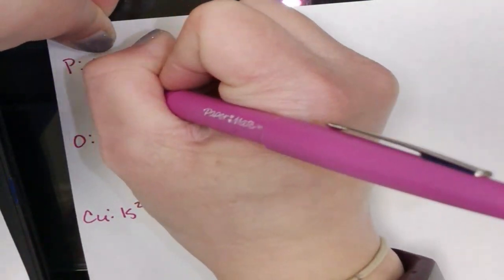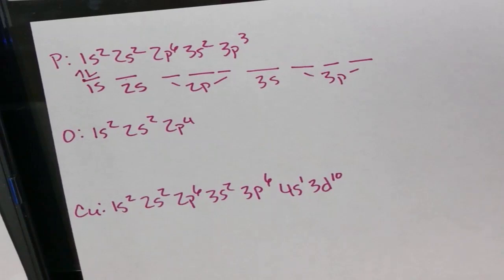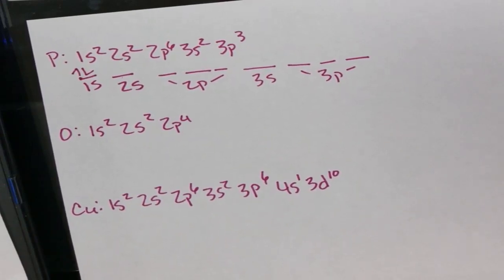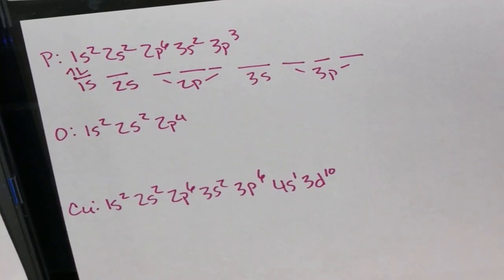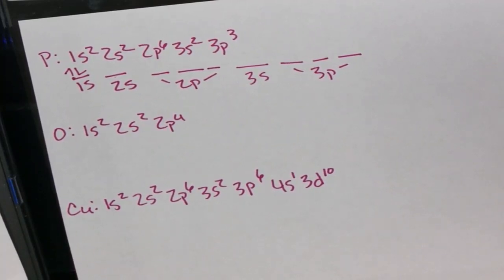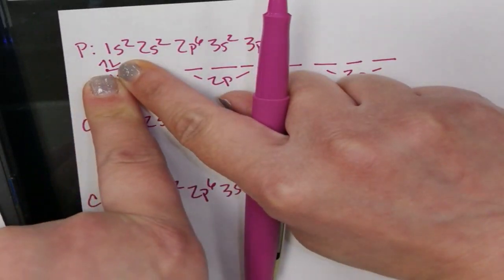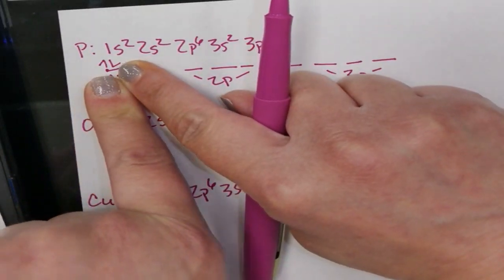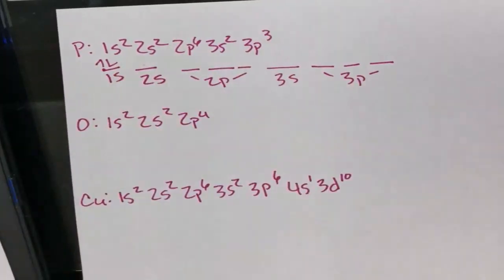Now we're going to draw a half arrow up and a half arrow down. Those half arrows represent the spin of an electron. Electrons are always moving. What direction are they moving? How are they moving? That is the half arrow. One electron is moving in one way, the other electron is moving in the opposite way. All right, so we have 1 half arrow up and 1 half arrow down.